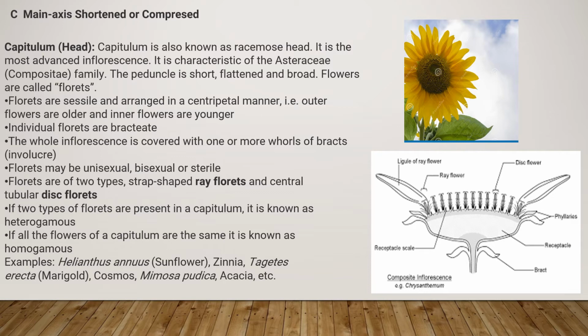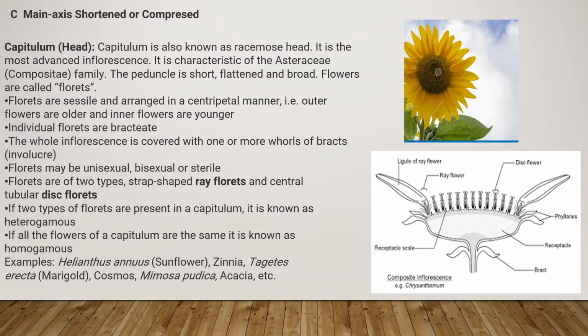And individual florets are bracteate, that is, the presence of bracts you can see in the diagram. The whole inflorescence is covered with one or more folds of bracts, involucre bracts. Florets may be unisexual, bisexual, or they may be sterile also.